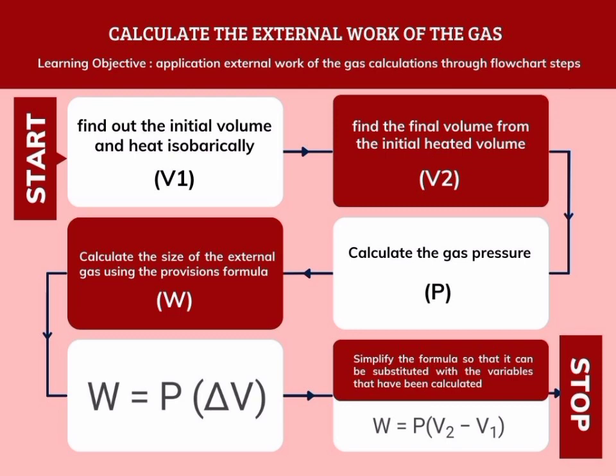Next, we must calculate the gas pressure. And then, we calculate the size of the external work of the gas using the previous formula. With all the steps before, we can use the formula work equal to P delta V. And the final step is simply the formula so that it can be substituted with the variables that have been calculated. There is work equal to P times V2 minus V1.